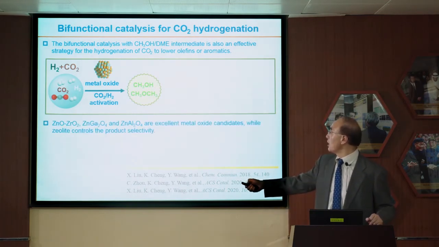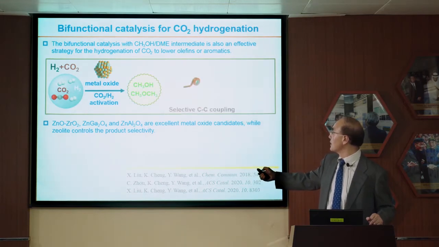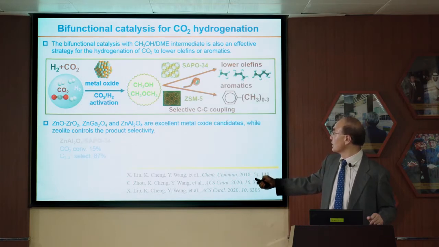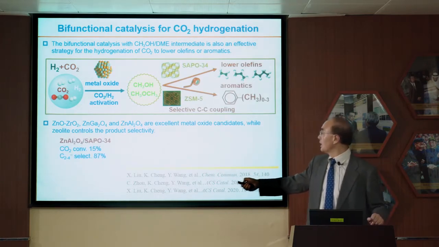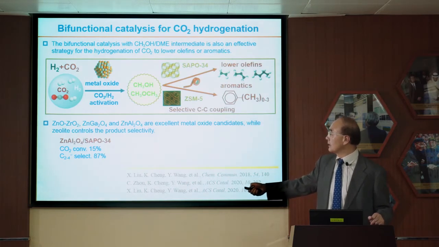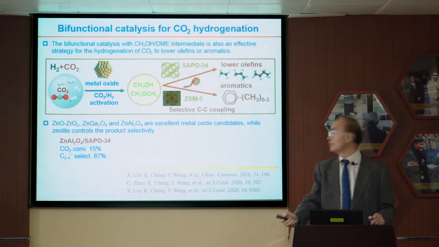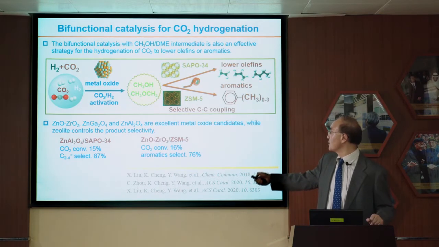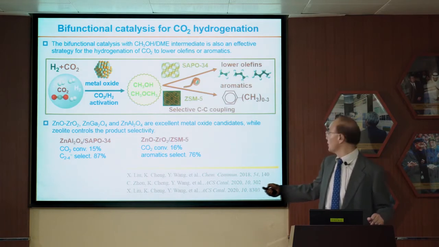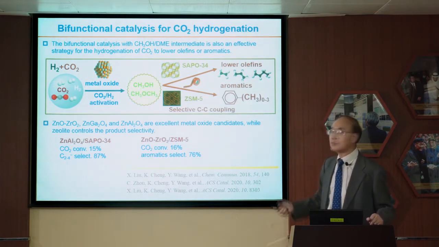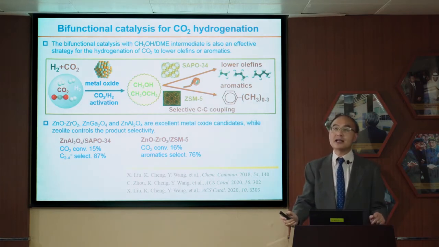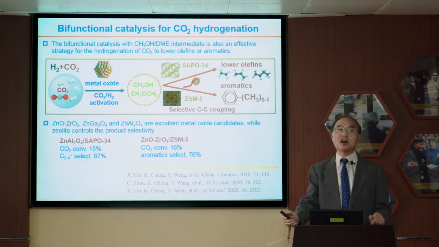Zinc zirconium oxide, zinc gallate, and zinc aluminate are excellent metal oxide candidates, while zeolite controls the product selectivity. Over this zinc aluminate SAPO-34 catalyst, the selectivity of lower olefins reached 87% at CO2 conversion of 15%. Over this zinc zirconium oxide ZSM-5 bifunctional catalyst, the selectivity of aromatics reached 76% at CO2 conversion of 16%. These selectivity values are much better than those obtained over iron-based catalysts.